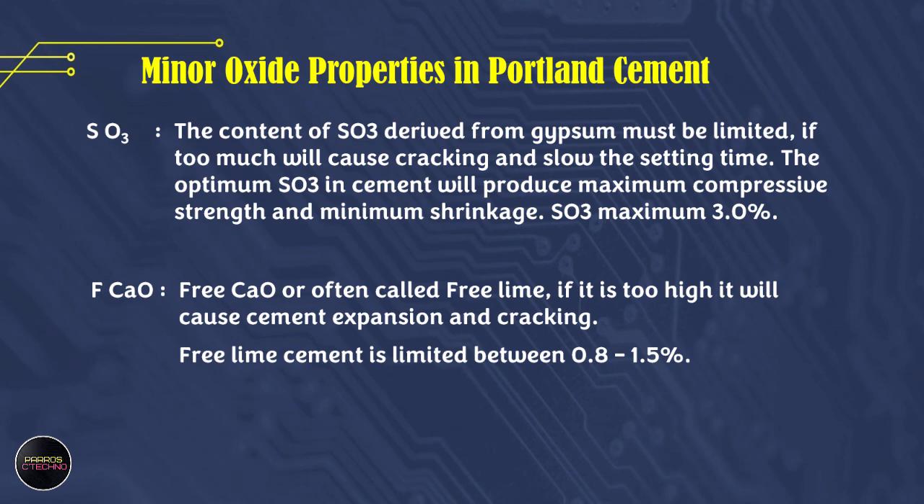That was our explanation about the raw materials of cement, and the chemical properties of cement and clinker.